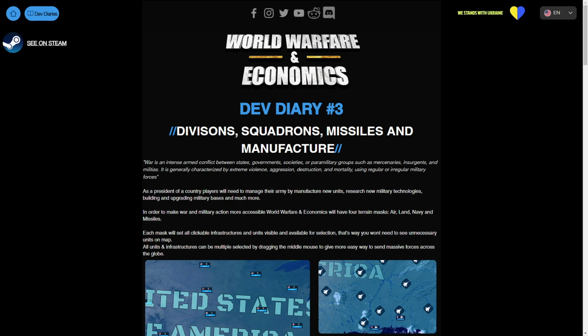In order to make war and military action more accessible in World Warfare and Economics, there will be 4 terrain masks: air, land, navy, and missiles. Each mask will set all clickable infrastructures and units visible and available for selection. That way you don't need to see unnecessary units on a map. All units and infrastructures can be multiple selected by dragging the middle mouse, to give an easier way to send massive forces across the globe.